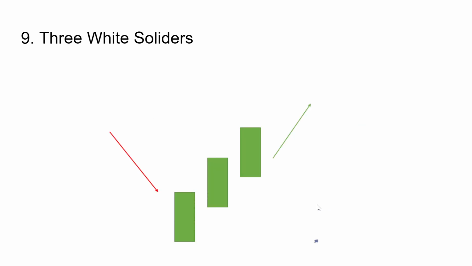The next one is three white soldiers. Three white soldiers means at the bottom of the downtrend, you are having a big bullish candle with no wick or very little wick. Again the second candle opens quite below the previous candle but closes above its high value. Again the next candle opens quite below the previous candle and closes above its high value. So this type of pattern, a multi candlestick pattern formed by three candles, is called the three white soldiers. So if you see this pattern at the bottom, you can go for the buy.